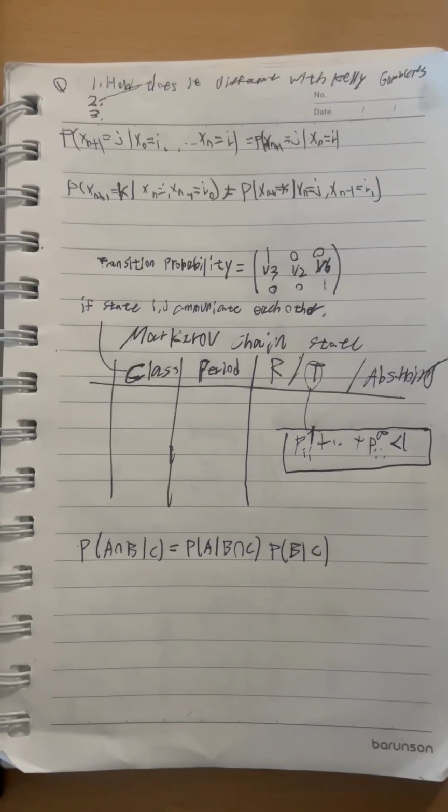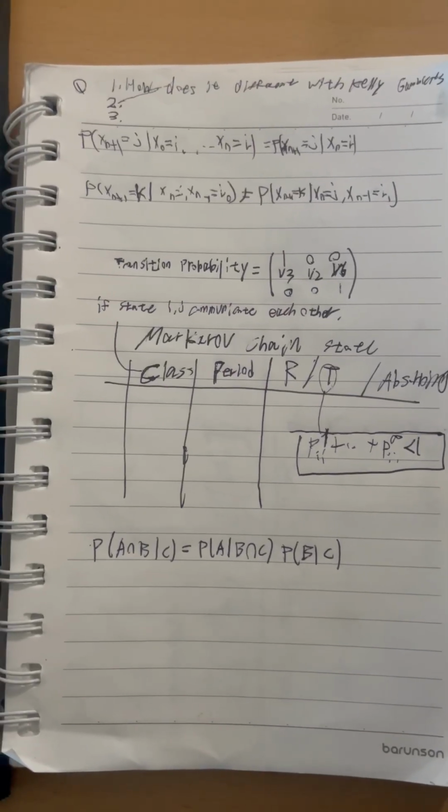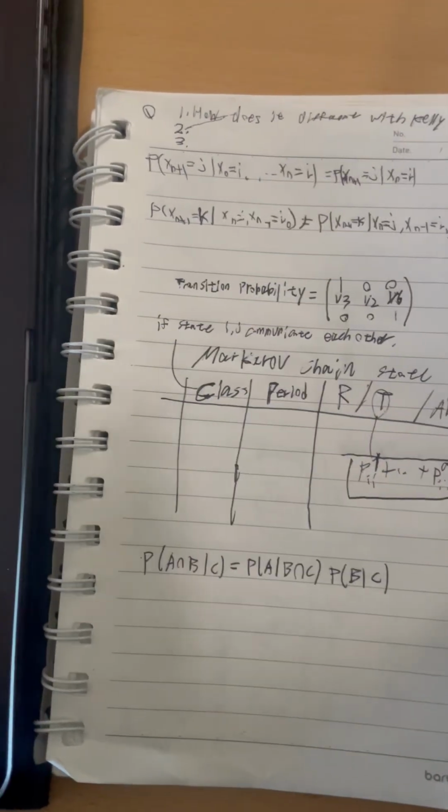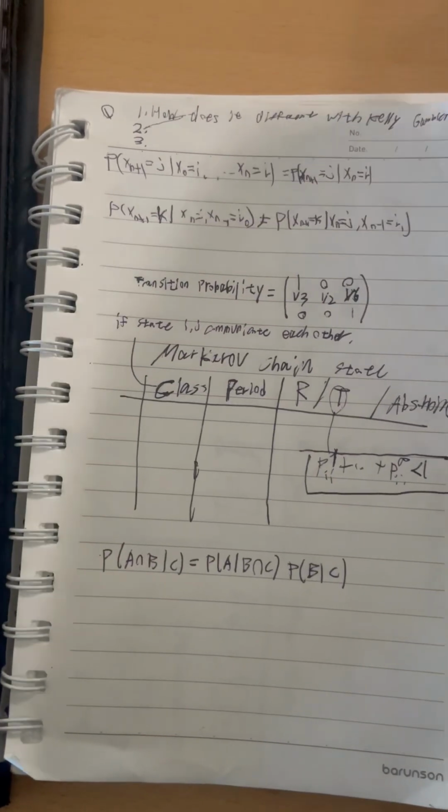Today is 10th of November 2025. First, the discrete time Markov chain. They have an m by m matrix and transition probabilities defined.